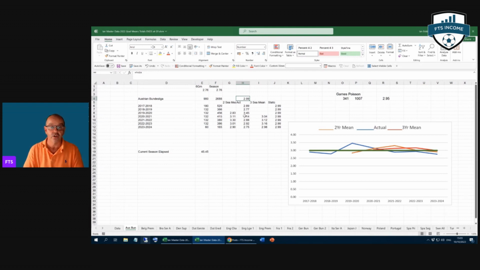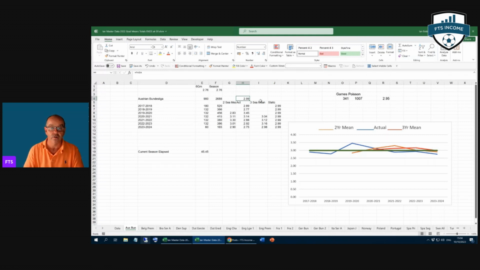I've then got a 2-season mean, which is just the mean average of the 2 seasons that preceded this one, and a 3-season mean. And you can see here in Austria currently, everything is a little bit lower this season than it was in previous seasons. The blue line is what's happening now. Green is our static number, the average goals per game. Orange is the 2-season mean, and red is the 3-season mean.